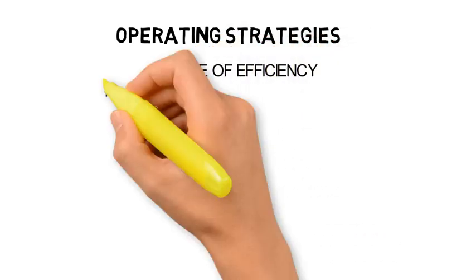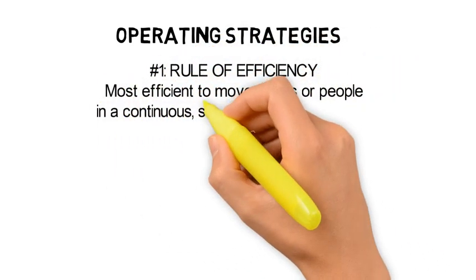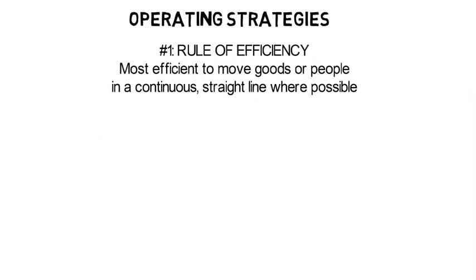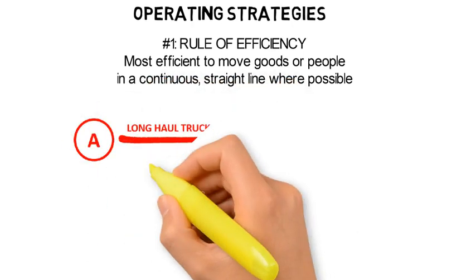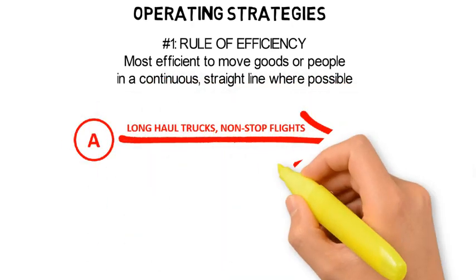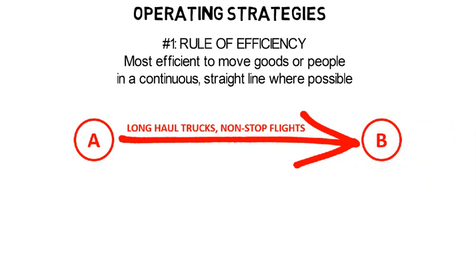There are 4 key operating strategies for carriers. Rule number 1 is the rule of efficiency. It is generally most efficient to move anything in a continuous straight line with no circling around or starting and stopping. Examples include non-stop flights and cross-border long-haul trucks.